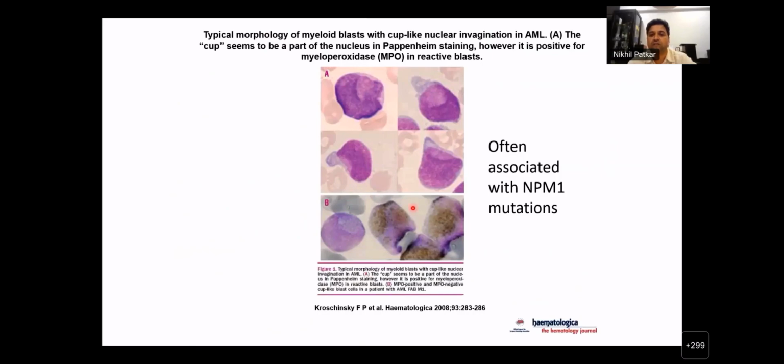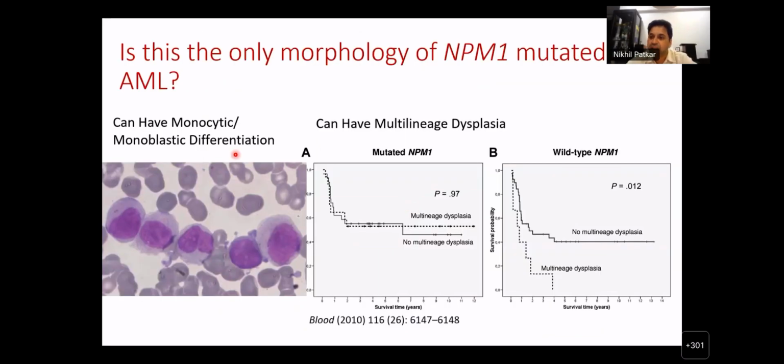These cup-shaped blasts are often associated with NPM1 mutations, and they are also seen in patients with FLT3 mutations, okay? So you must not think that this is diagnostic for NPM1. It is very likely this is NPM1 or a FLT3 positive leukemia. And as you rightly said, NPM1 mutated AMLs can also have a monocytic or monoblastic maturation, okay? So monocytic maturation can also be there in NPM1 mutated AML. However, their MPO is often not strong at all. It's very weakly positive, if at all positive.